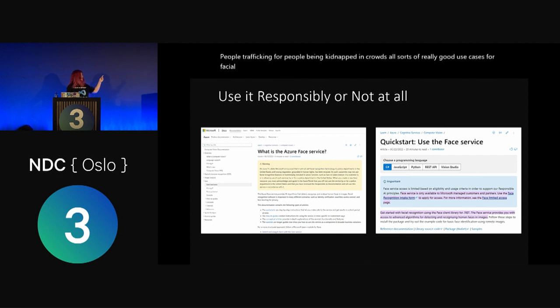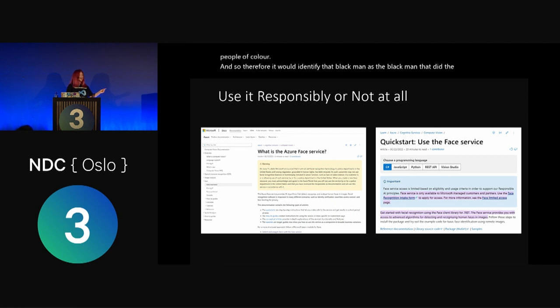However, since 2020, that notice was up there about the US police force not being allowed to use that service because they did not use it responsibly. They did not use it well. They did not train it well. For example, there was not a good training set of people of color, and so it would identify that black man as the black man that did the crime, whereas in fact to it all black men were that black man.